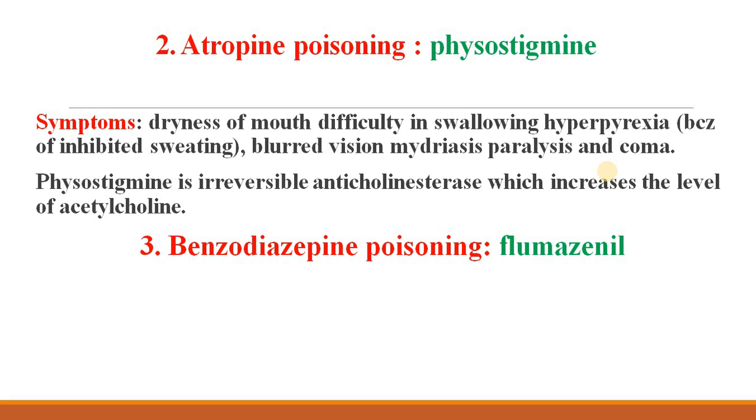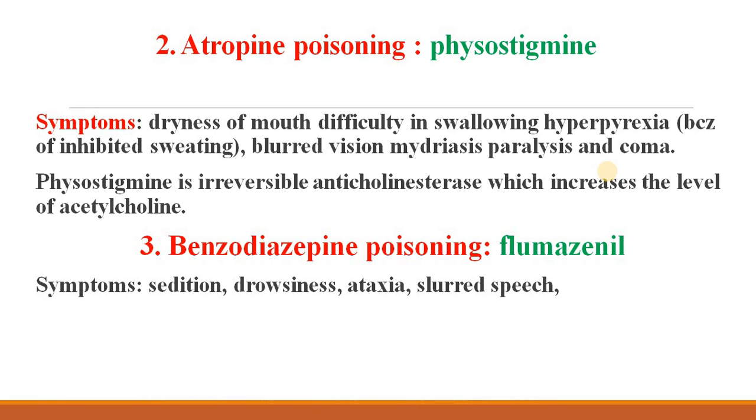Benzodiazepines are nothing but sedative, hypnotic, anti-anxiety drugs. They are even used as anesthetic agents. Basically they are seen as depressant drugs, so after poisoning you will have symptoms of depression. Those are the symptoms of benzodiazepine poisoning. In case of benzodiazepine poisoning, what is the drug of choice? The drug of choice is flumazenil. Remember.